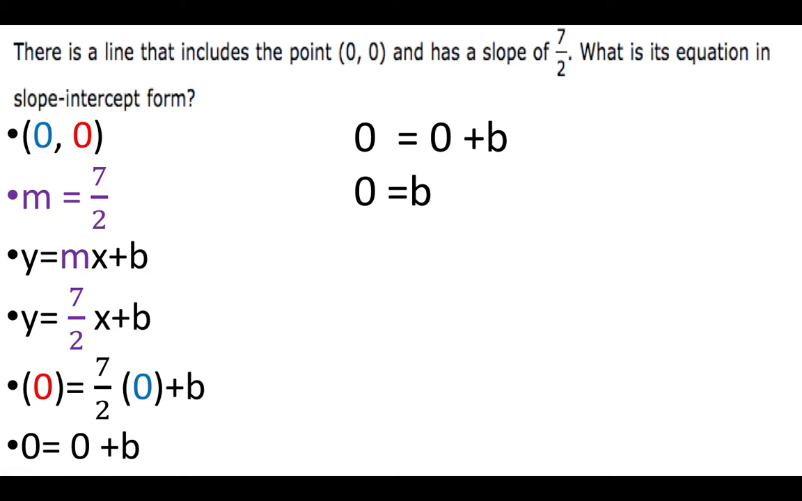What you're going to do now, now that you have your m and your b, is go back to your central equation and substitute for m and b. So m is 7 over 2, my b is 0. Because we're just essentially adding 0, we don't need to include that in our equation. y is just equal to 7 over 2x, and you are done with your equation.